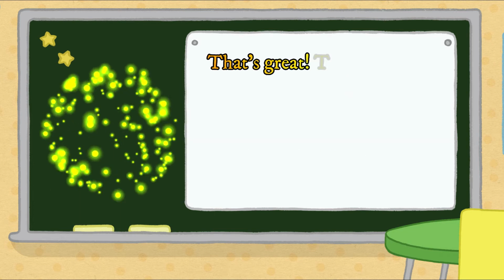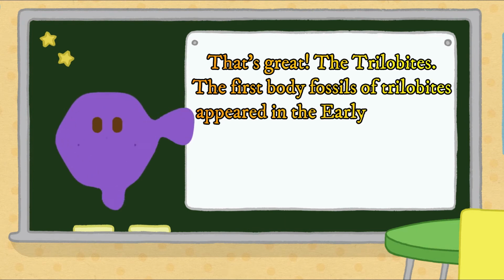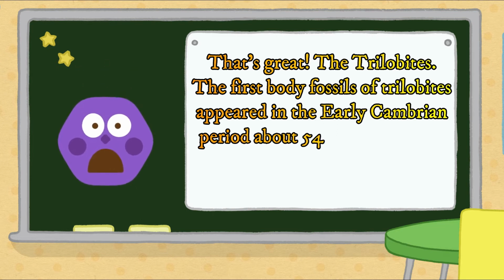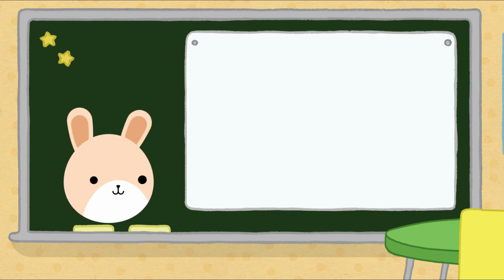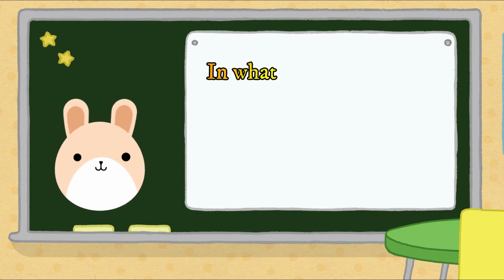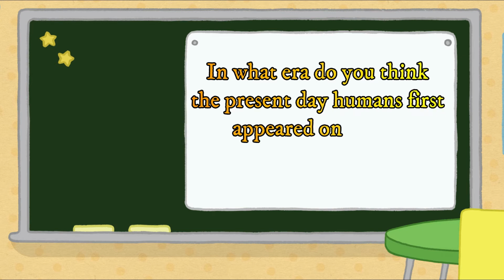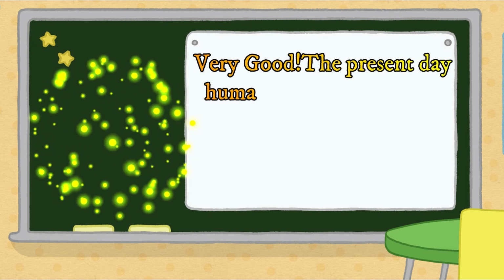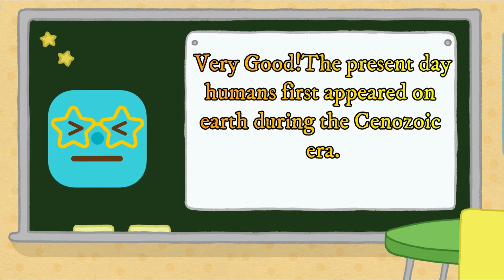That's great! The trilobites. The first body of fossils of trilobites appeared in the early Cambrian period, about 540 million years ago. Here's the last question. In what era do you think the present-day humans first appeared on Earth? Very good. The present-day humans first appeared on Earth during the Cenozoic era.